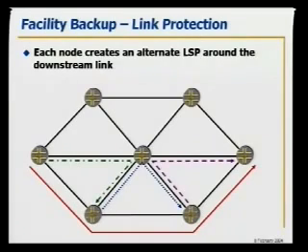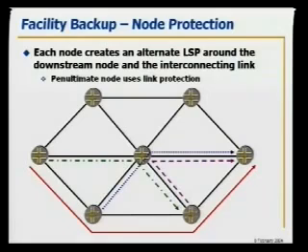So this is link protection for facility backup. We also do node protection. So we're avoiding the link and the node. Notice again, especially from the ingress router's perspective, we're not going to the egress. We're going to the next downstream node beyond my neighbor.